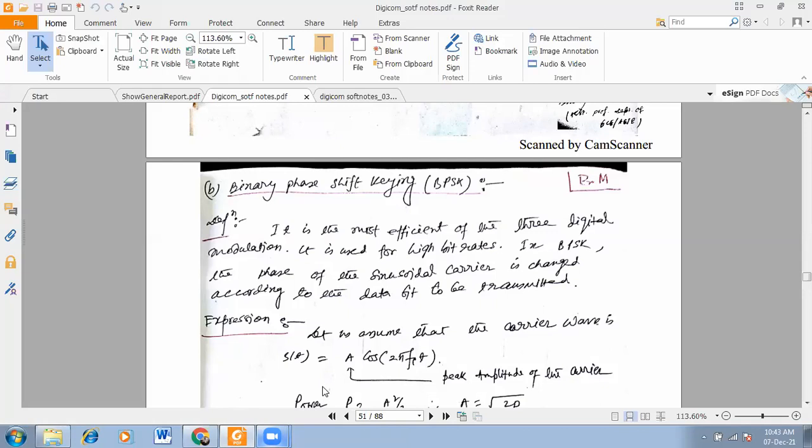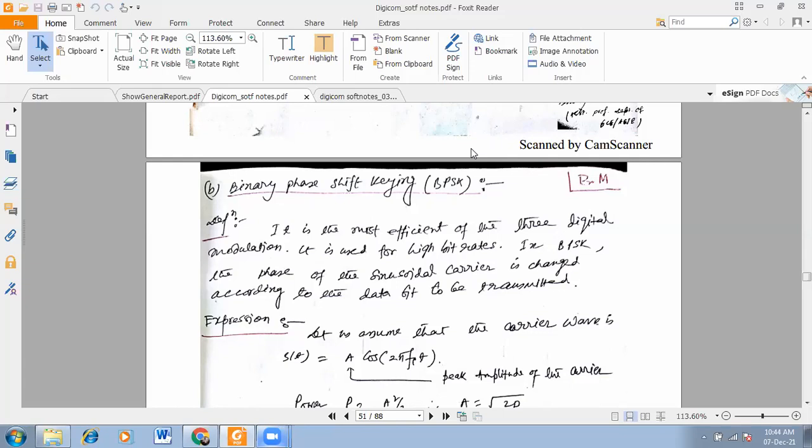In the case of amplitude shifting, what we have seen is that when logic 1 came, we sent the carrier with amplitude A. If 0 is presented, then we send a 0 signal, that means the amplitude is 0. That's why the name is on-off keying: the signal is there, and the signal is absent. So that is also called on-off keying.